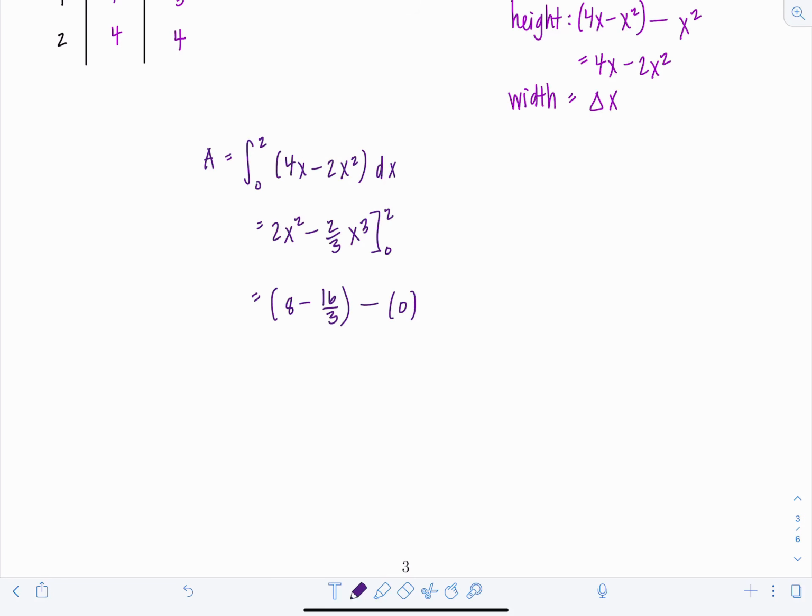Don't get lazy just because the lower limit's 0 and automatically assume when you plug it in to your antiderivative you'll get 0, because every now and then, you'll have an e or a cosine and you'll get something that's not equal to 0 and it'll sneak up on you.